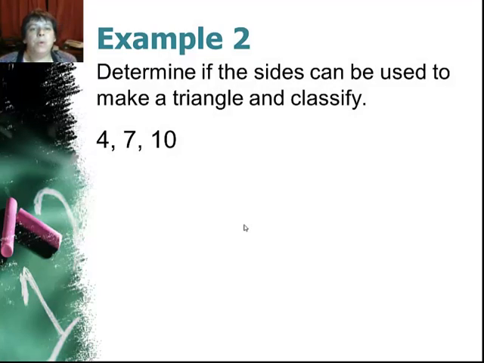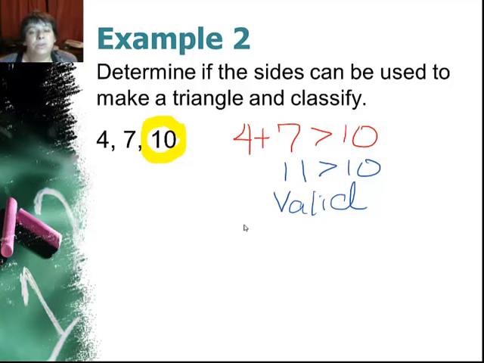So first of all, what we're going to do is take a look and see if we can determine if this is a valid triangle and then classify it according to its sides. So I'm going to use the triangle inequality. I find it easiest to identify the largest side, the longest side, and that's going to go on the C side of the inequality, since A plus B is greater than C. So I'm going to say 4 plus 7 is greater than 10. Go ahead and simplify that. So 11 is greater than 10. That's valid, so we can make a triangle with sides of this length.